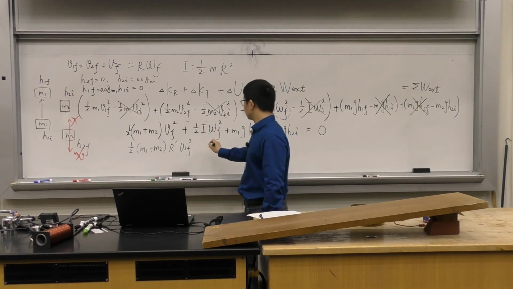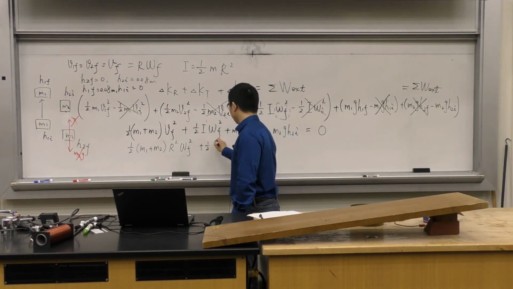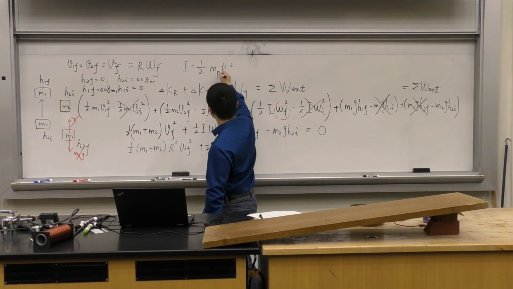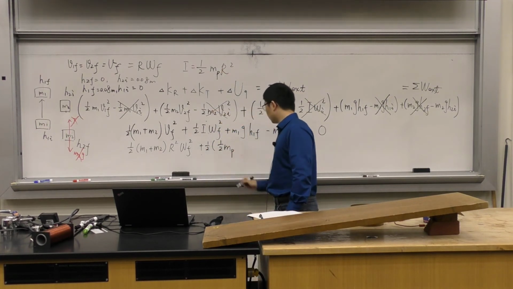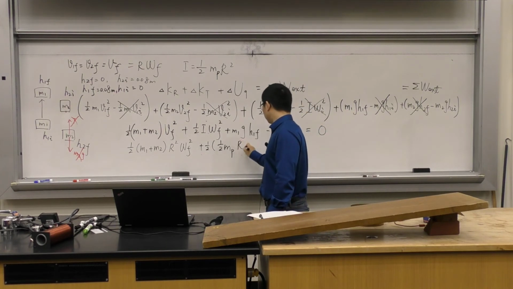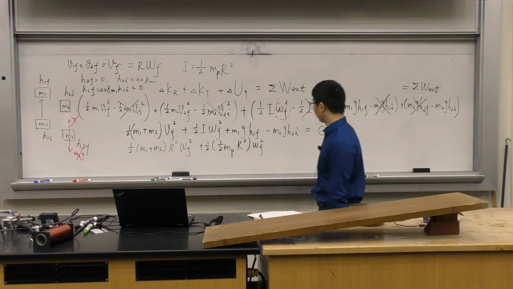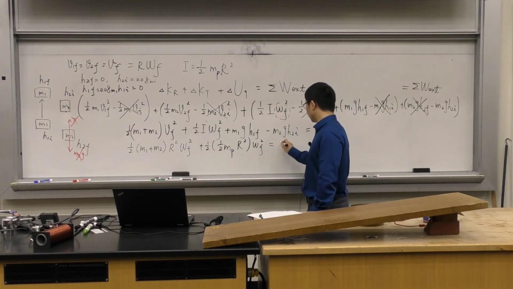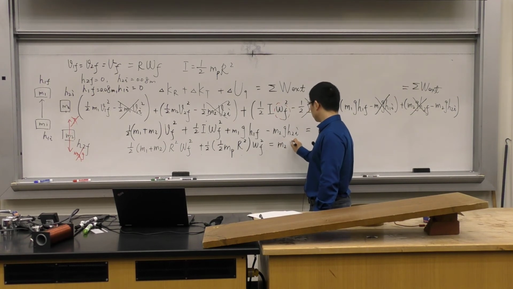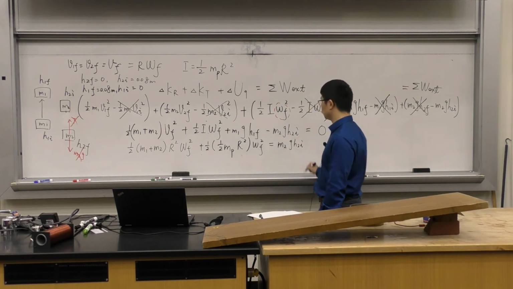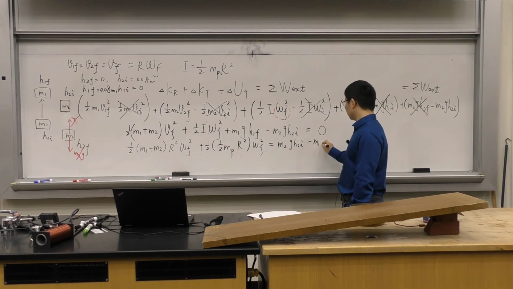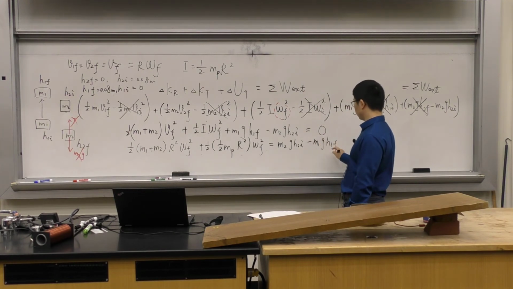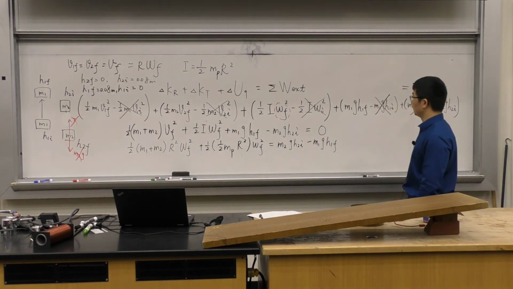And this term becomes 1/2 times 1/2 M, that's the pulley, right? So I'm going to use a subscript, pulley, big R squared omega f squared, right? And then I can move these two terms to the right. So I get m2 g h i becomes positive, minus m1 g h1 final. But these two heights are the same, right?